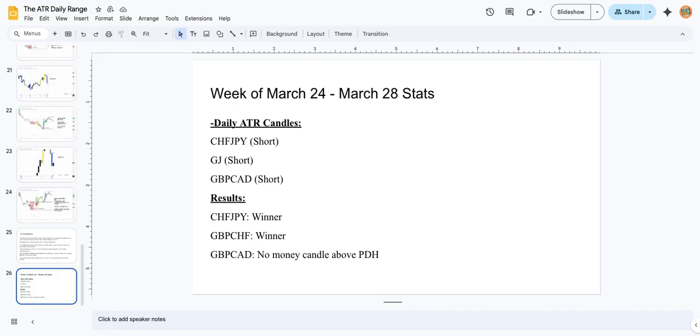I did a quick test to see last week how many times this would have played out, just so you can get somewhat of an idea of how it would look. So for your own back testing or to have an expectation, I took a look at this week to see how many ATR candles there were. There were only 3 last week: Swiss yen, GJ, and GCAD. The results: Swiss yen and pound yen did pay out, but GCAD did not have a money candle above the prior day high. What does that mean?